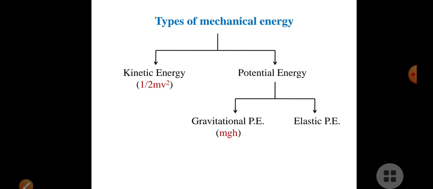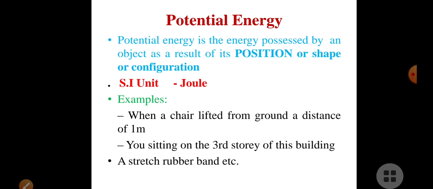So potential energy can further be divided into two parts. One is gravitational potential energy and another is elastic potential energy. In our NCERT syllabus, mainly we are going to discuss gravitational potential energy. So what is potential energy? Potential energy is the energy possessed by an object as a result of its position or shape or configuration.